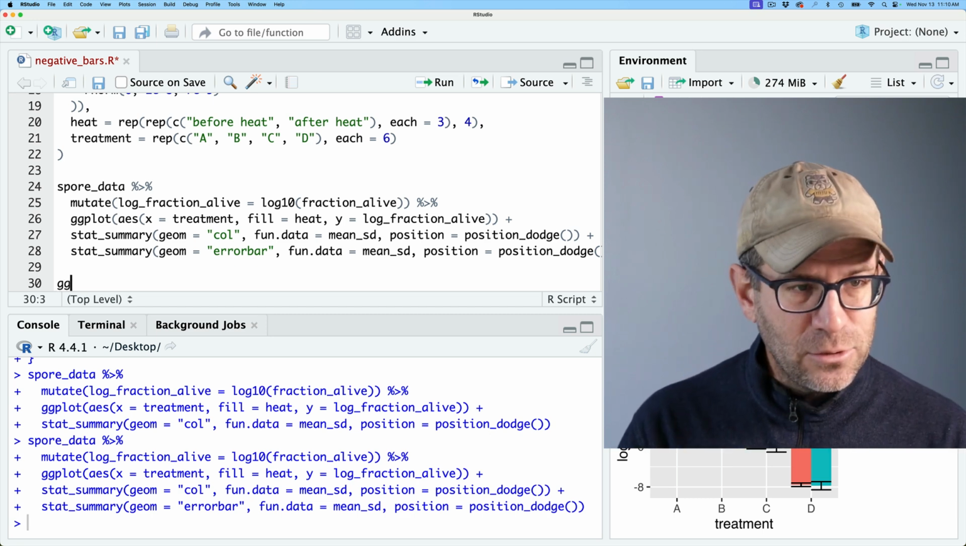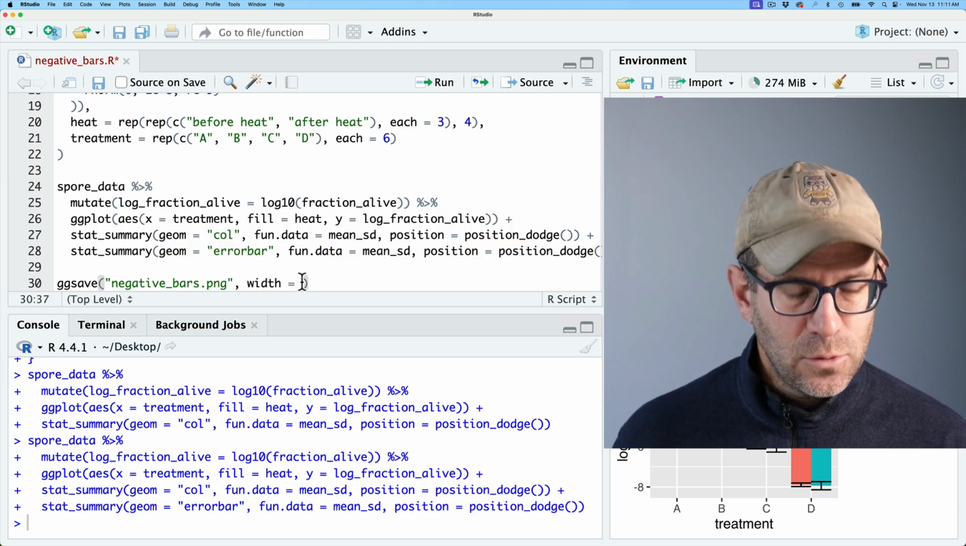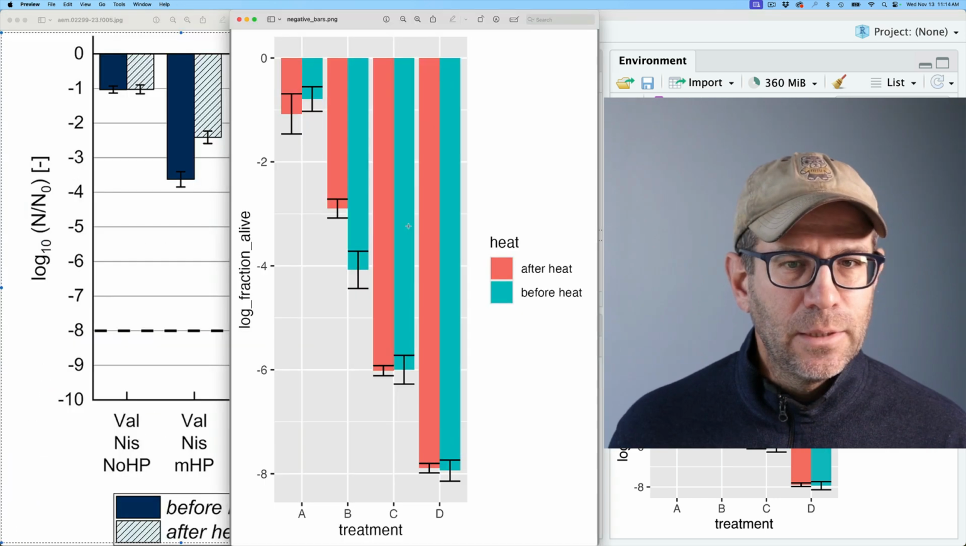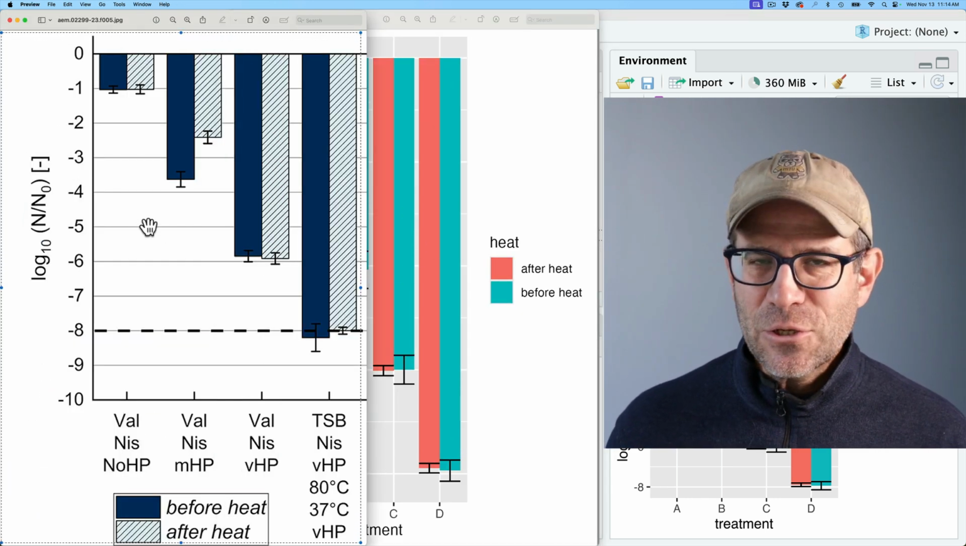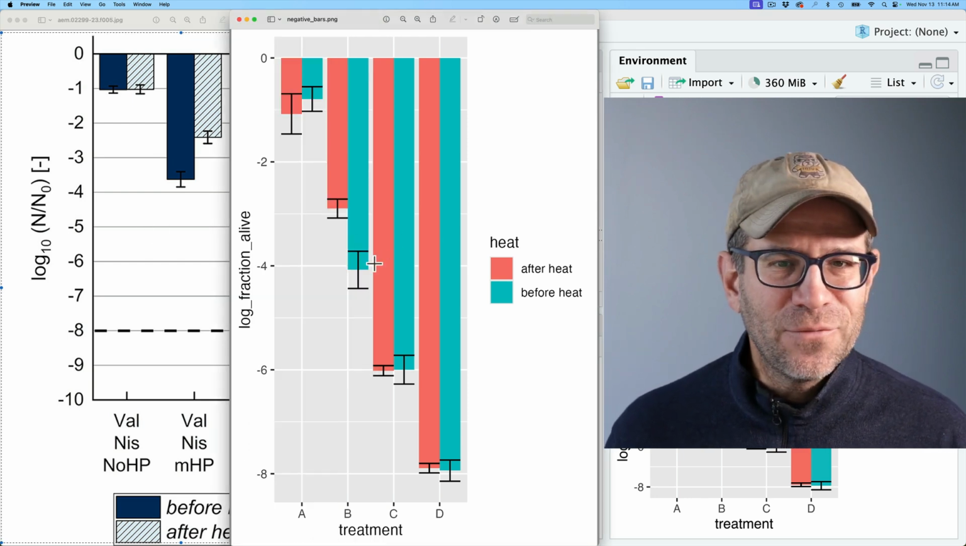So I'm going to go ahead and do ggsave, and I'll call this negative bars.png, and then my width. So I'll make my width 4, my height 5. And so here is what our figure looks like relative to the original. We have a fair amount of work to do, but we'll get there soon enough, don't worry.